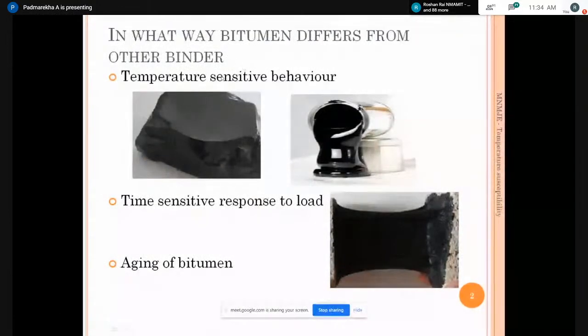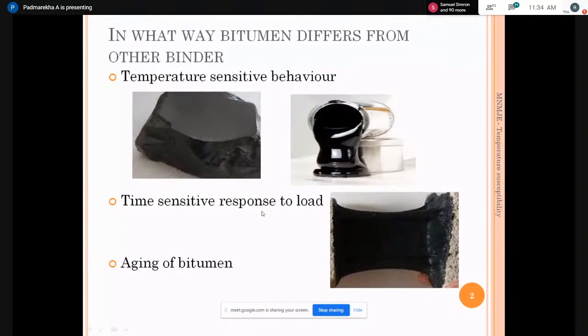So when you study bitumen, the main characteristic to focus on is the temperature sensitive characteristic. I'm not saying that other materials do not depend on temperature conditions, but bitumen is very sensitive to a change in temperature. Another characteristic that differs bitumen from other binders is a time sensitive response to loading.